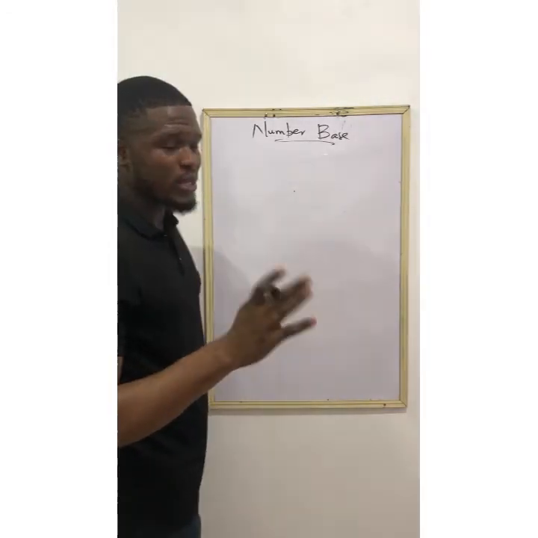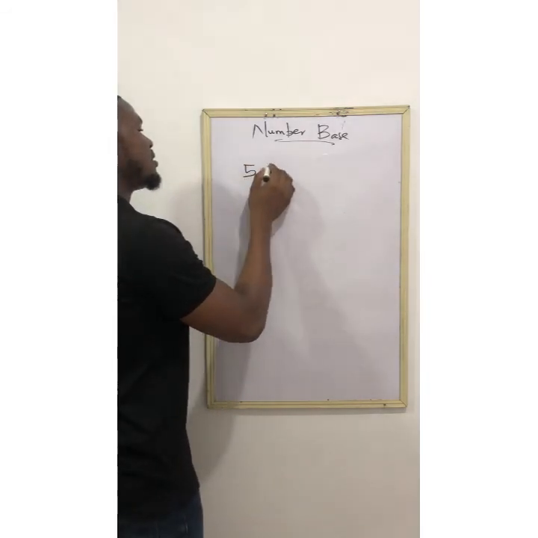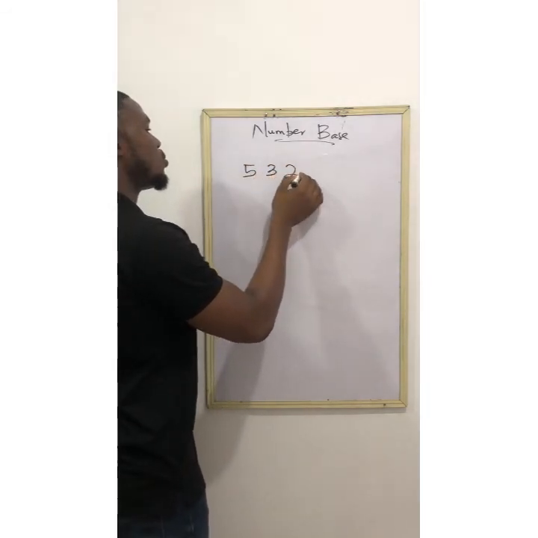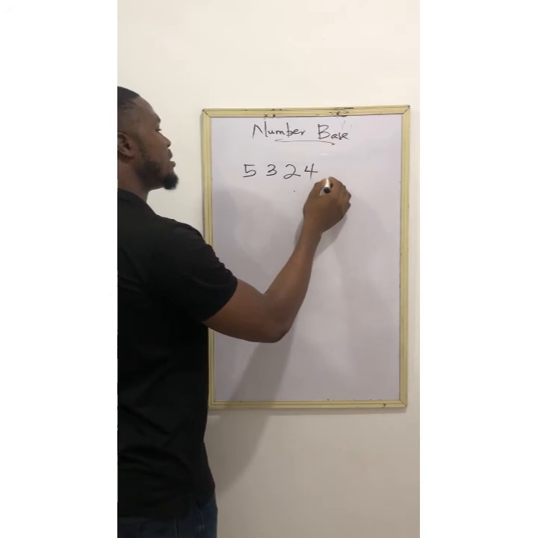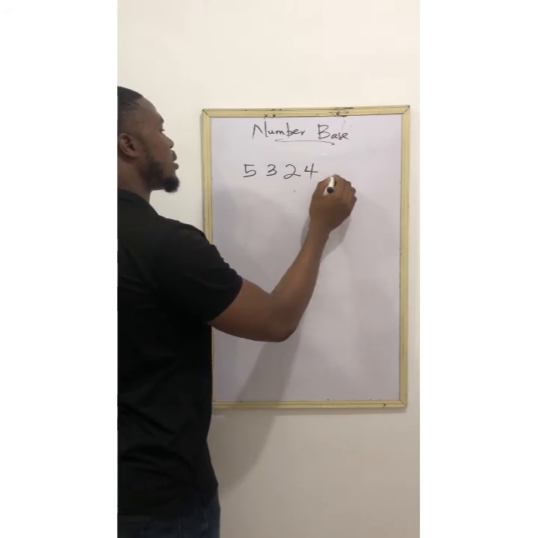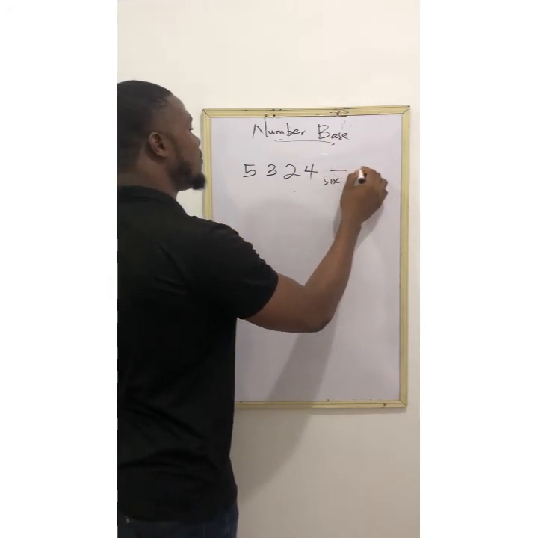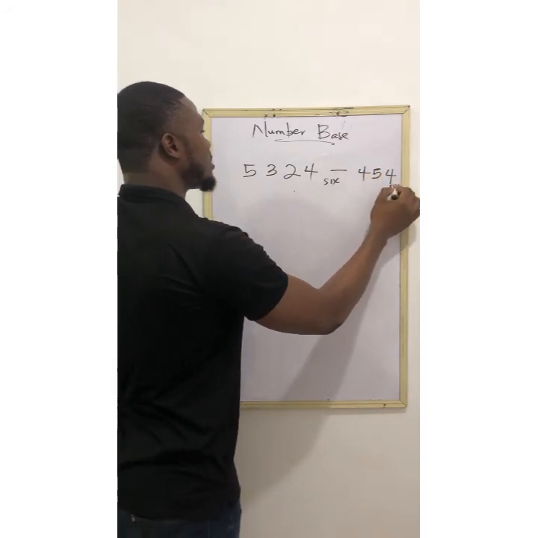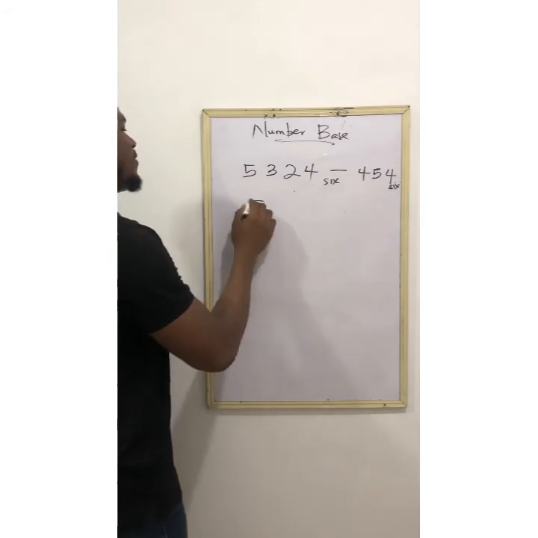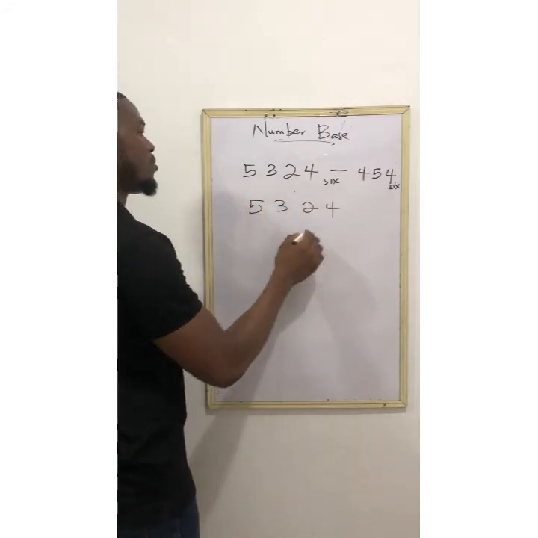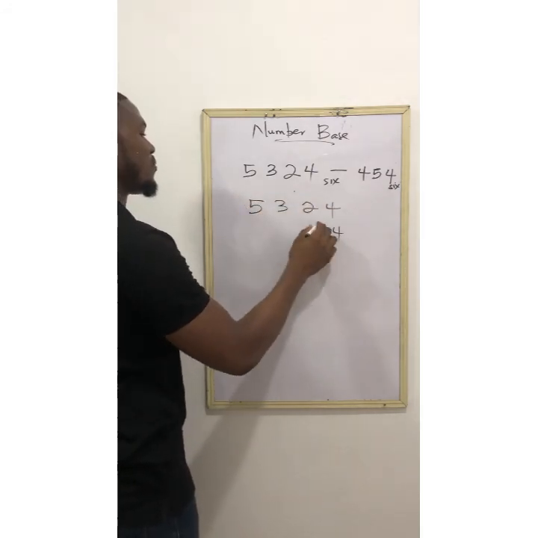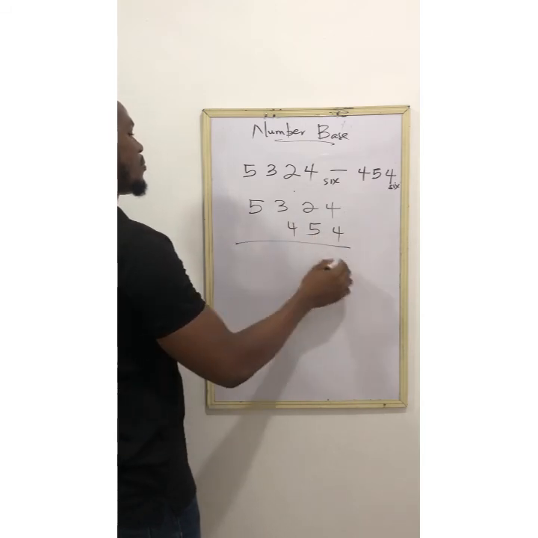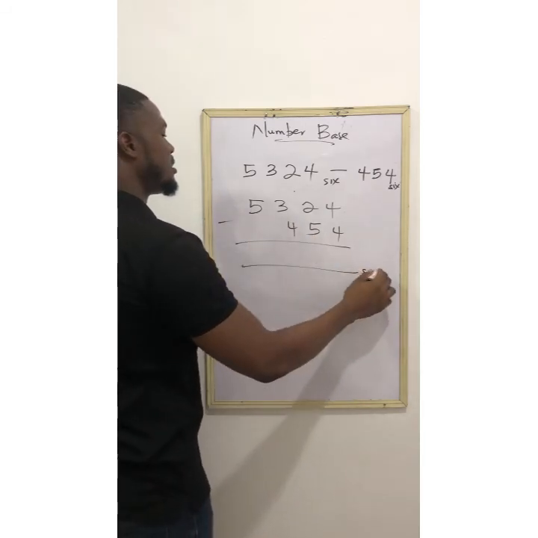Also, we could try another question. If you're given 5324 base 6 minus 454 base 6, 5324 and 454. And this is subtraction in base 6.